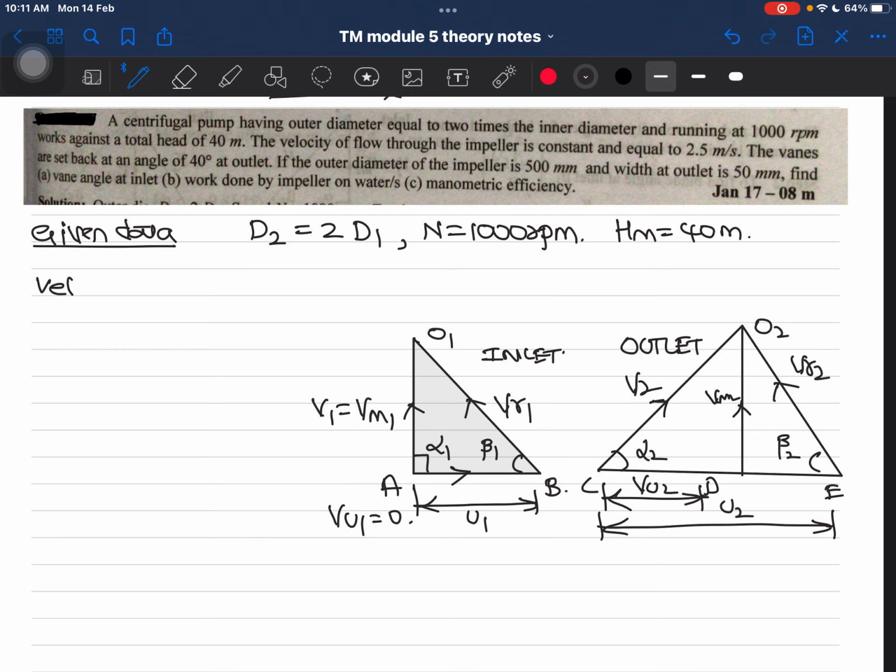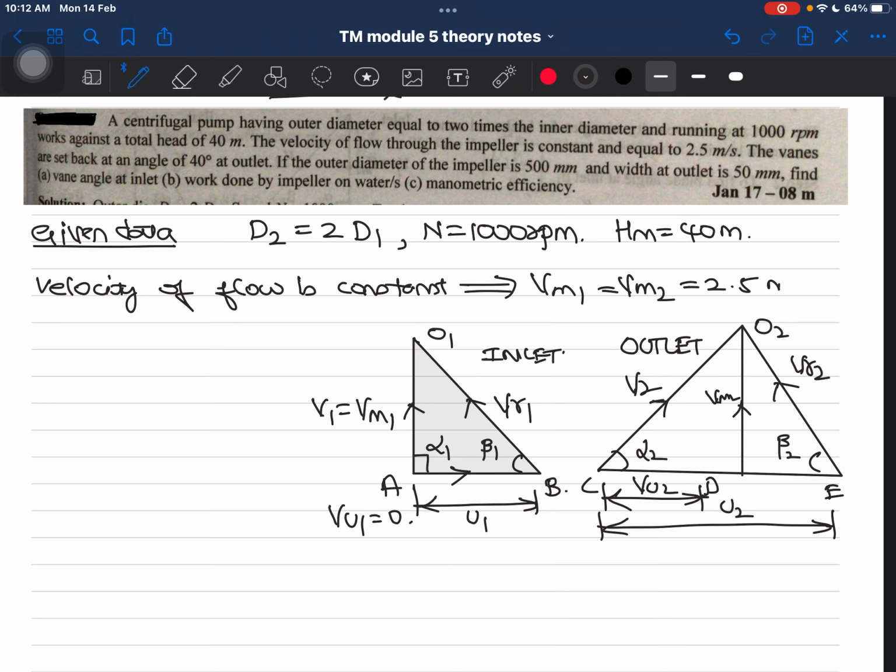Be careful about this. Velocity of flow is constant, he says. So if he says that, you have to immediately come to the conclusion that Vm1 is equal to Vm2, and that is also given, with the value 2.5 meters per second. The vanes are set back at an angle of 40 degrees. Vanes set back means backward vane angle, in the sense the outlet blade angle beta 2 is 40 degrees.